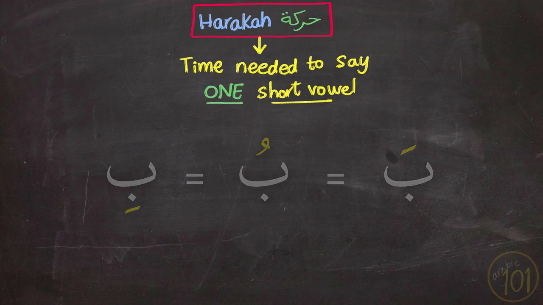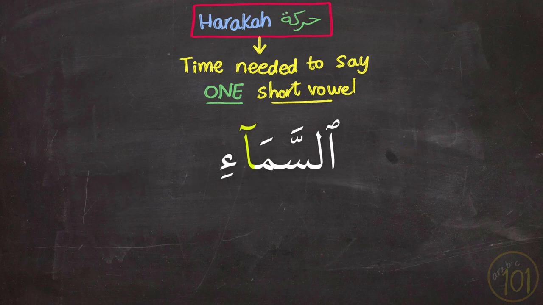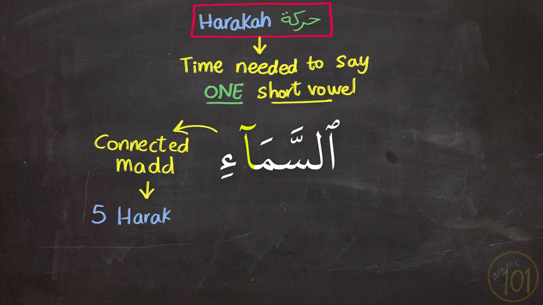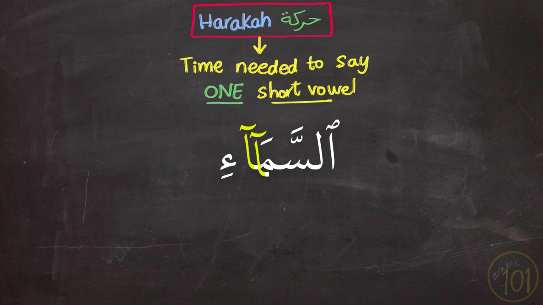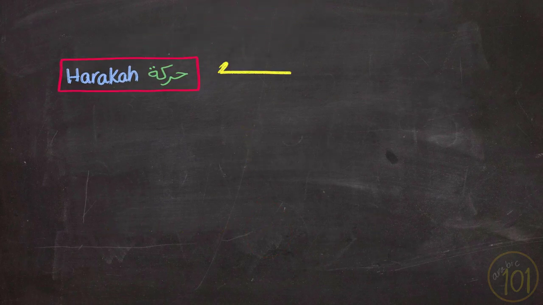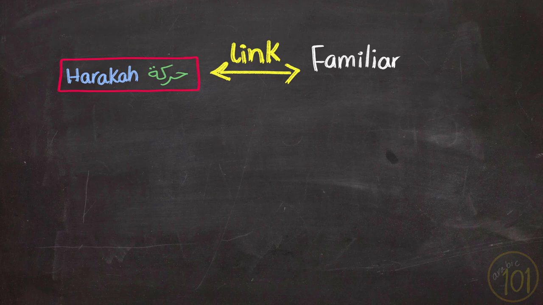So the type of mad in this word here is a connected mad, which means that it has to be extended for 5 harakat, or in other words, it should be extended for the same amount of time as 5 times fatha. But how can we properly estimate the time for one single fatha? Well, the best way to estimate your mad is to link the time you take to say one haraka to something you're familiar with, you always have it, and is countable.